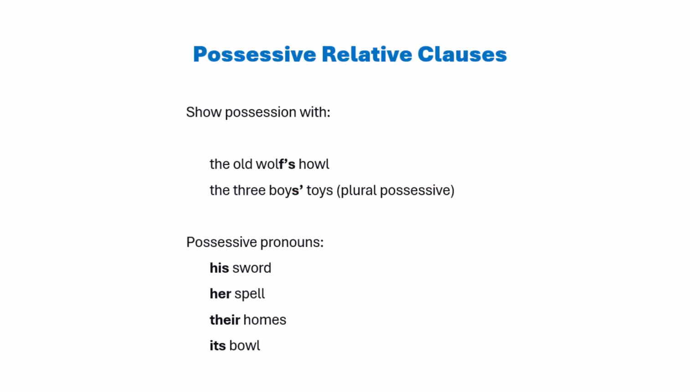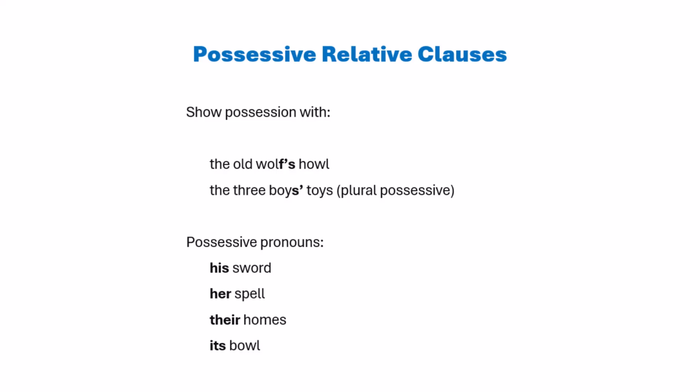The second type of relative clause begins with the possessive relative pronoun whose for both people and things. You use this form in possessive situations. We show possession with apostrophe s, or s apostrophe if it's plural possessive. The old wolf's howl. The three boys' toys for plural possessive.